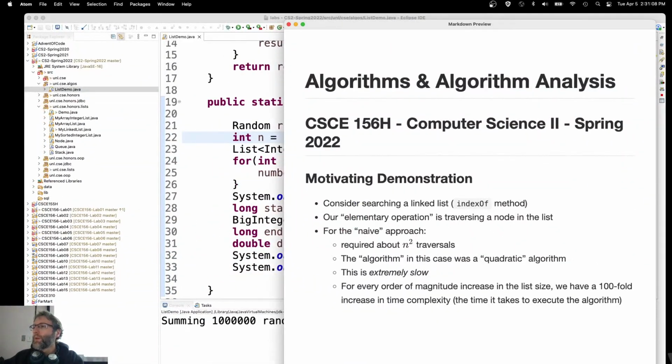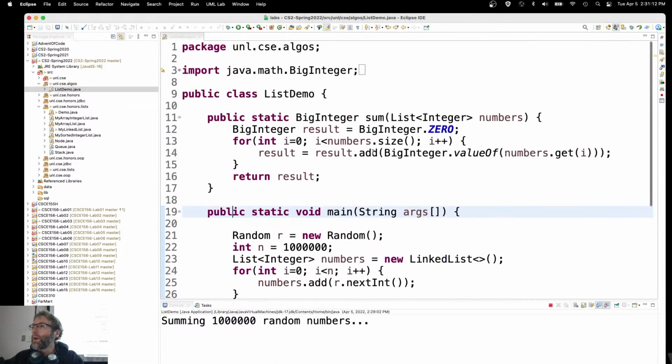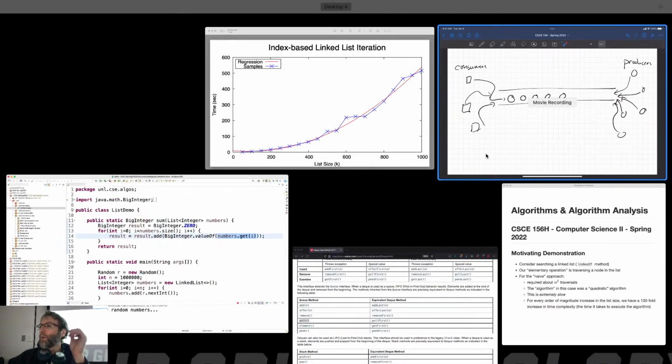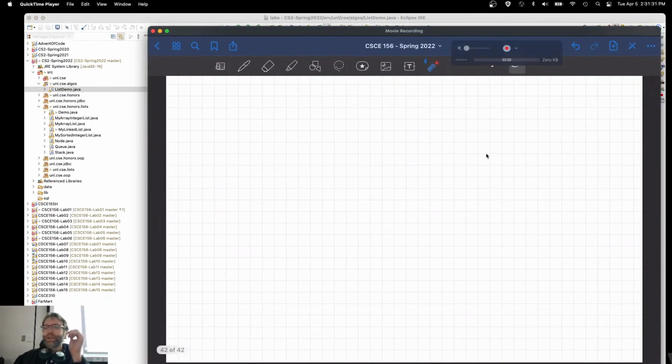Over here, right? So this linked list index of method that we're using to get the ith element is actually quite inefficient. Why? Because of that pointer, right? If you want the ith element, what do you have to do in a linked list? You have to start at the beginning and traverse all the way to i, right? Let's actually, while we're waiting for that to run, think about that mathematically, all right?